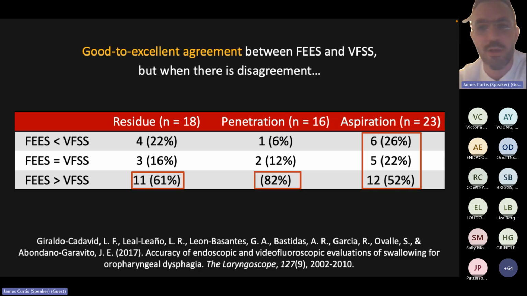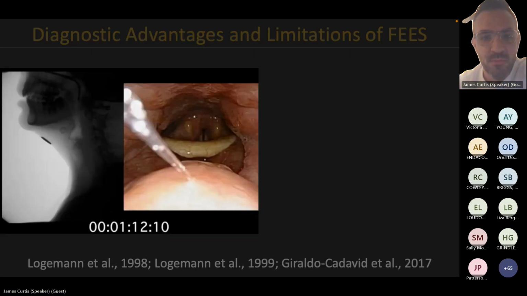That was kind of my own scoping review of the literature, but there was also a meta-analysis and systematic review done in 2017, and these authors came to the same conclusion: that FEES appears to be more sensitive at identifying the frequency and severity of functional swallowing impairments when compared to video fluoroscopy, using that as the gold standard.